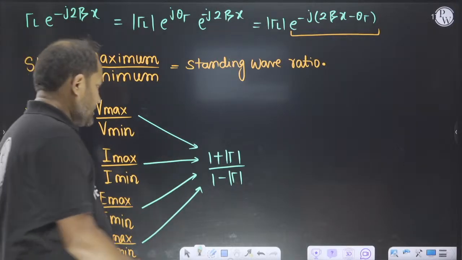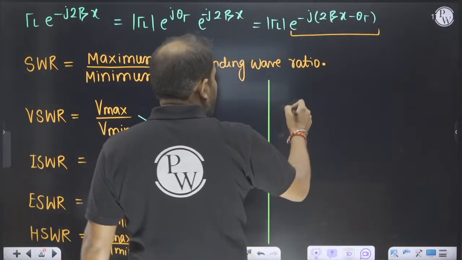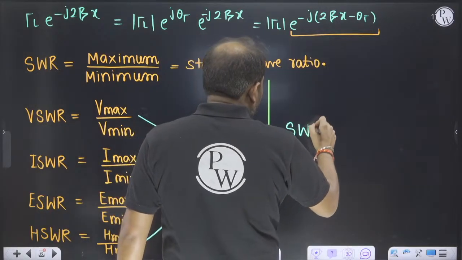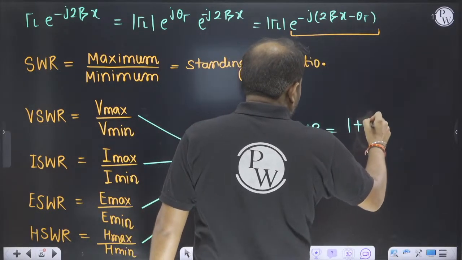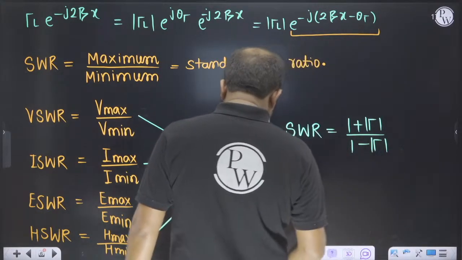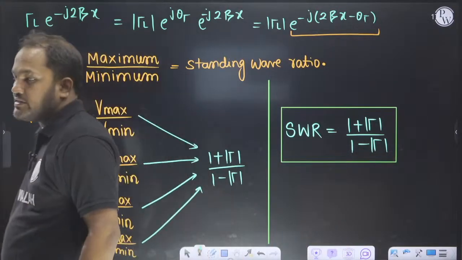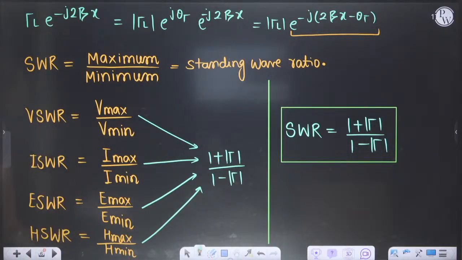So we can understand the value. The SWR may be voltage standing wave ratio, current standing wave ratio, electric field standing wave ratio, or magnetic field standing wave ratio, anything. The formula will be the same, 1 plus mod gamma over 1 minus mod gamma, and that is the standing wave ratio formula. So we have understood the standing wave ratio formula.